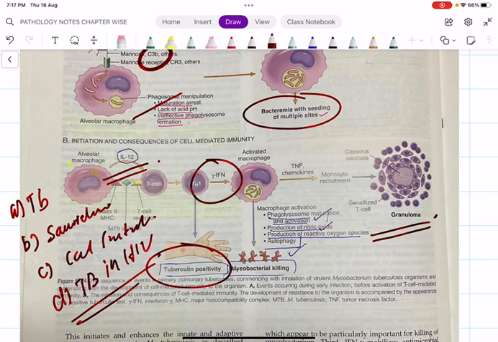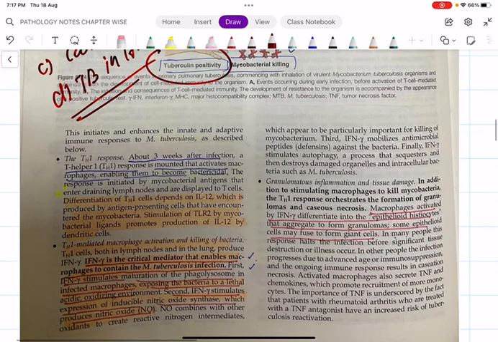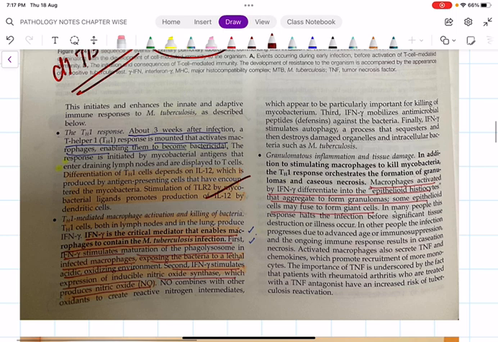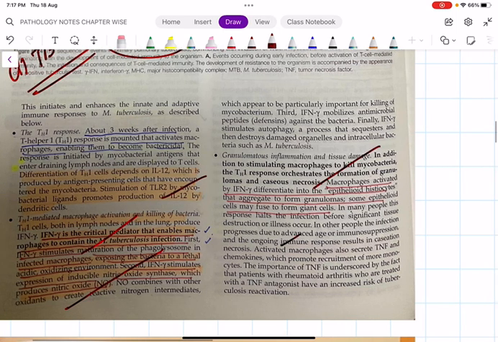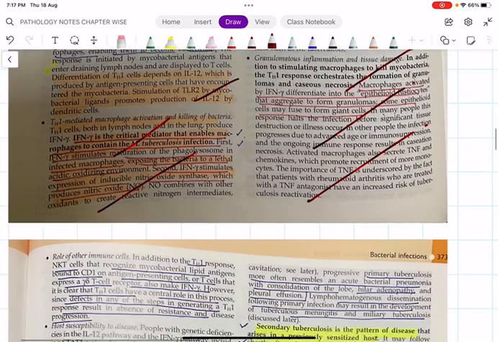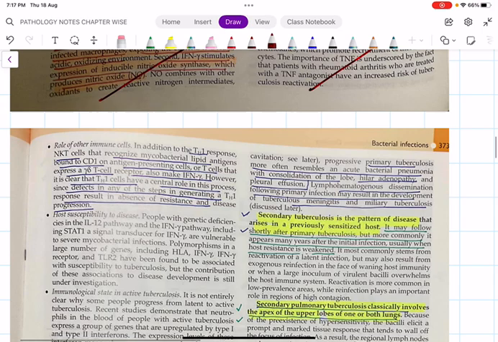Why, how is the granuloma formed? So interleukin 12, interferon gamma. Interferon gamma will produce all those things: granulomatous inflammation, epithelial cells, Langerhans giant cell. All the same stories we have already discussed in the granulomatous type of inflammation chapter, inflammation.